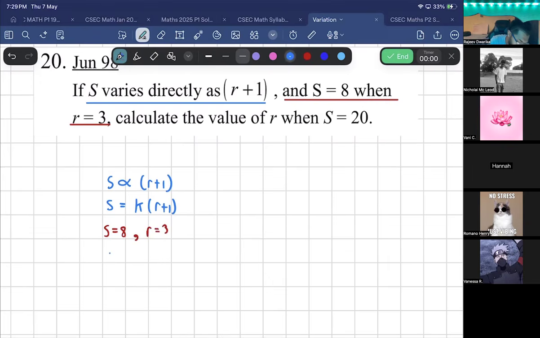And so S is 8. Where's K? Where's R? 3 plus 1.